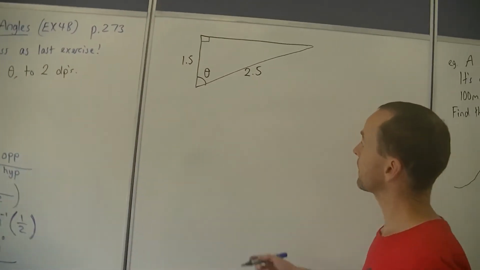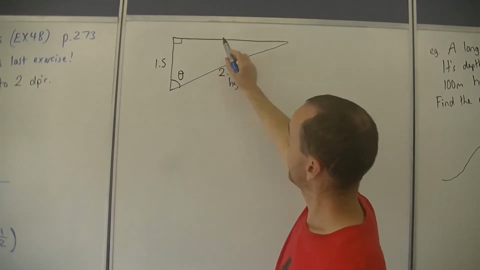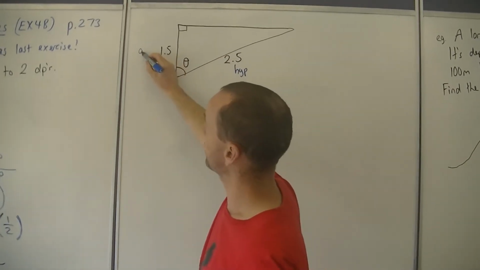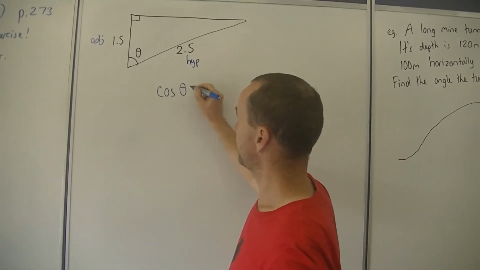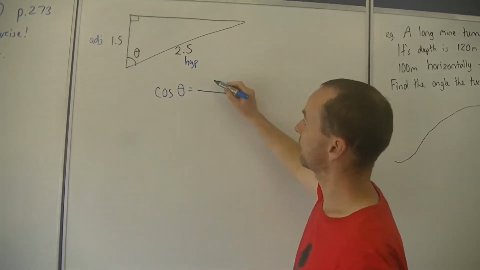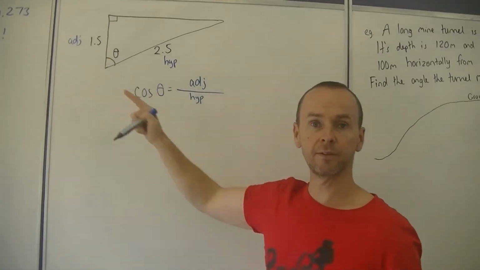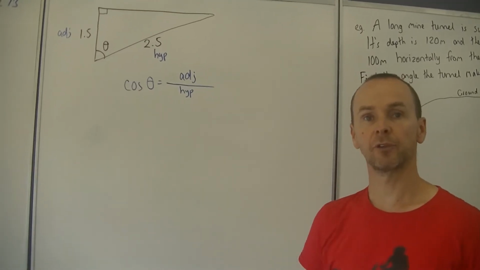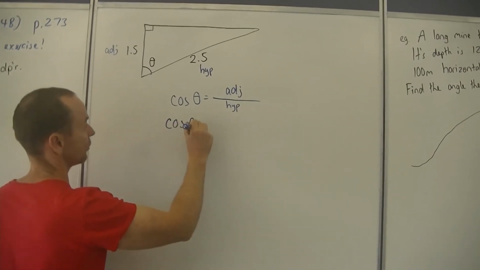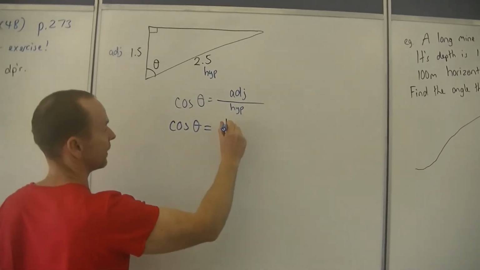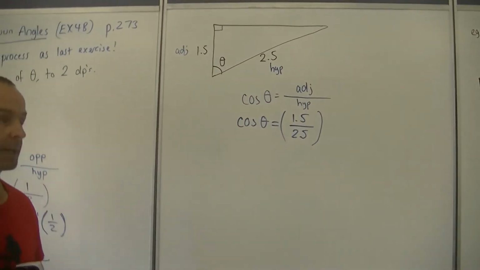It's exactly the same. There's the right angle. This one's called the hypotenuse. That's the opposite, so nothing's there. This one must be the adjacent. I reckon it's cos for this one. So cos theta equals CAH, so it's adjacent over hypotenuse. Label the sides, write the rule. Make sure you do that. Don't be lazy. You won't make a mistake if you do that. Okay, so cos theta equals adjacent, which is 1.5, over hypotenuse, which is 2.5. Put brackets around it, just so we don't make mistakes.